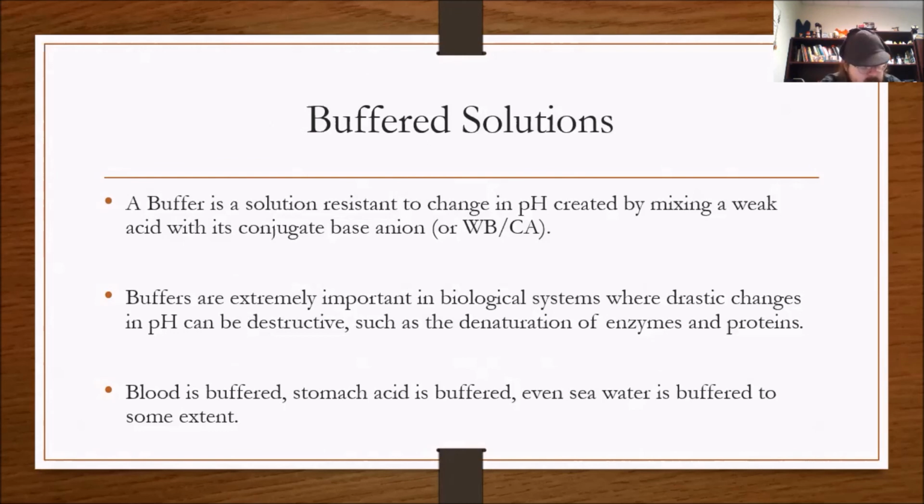If you eat some food and suddenly your stomach wildly changes in pH and you can't digest food, you're going to have some problems. That's why your stomach acid is buffered. It's going to keep it from changing too drastically. Blood is buffered. Even seawater is buffered to some extent. So the fish isn't going to die if you accidentally pour some acid down the drain.